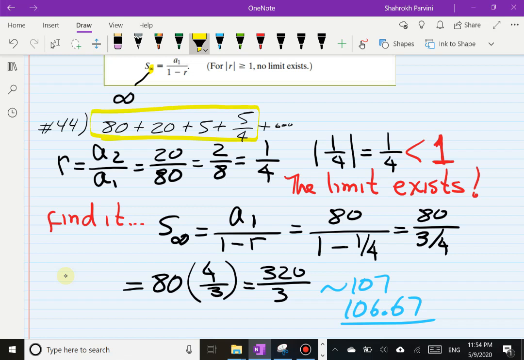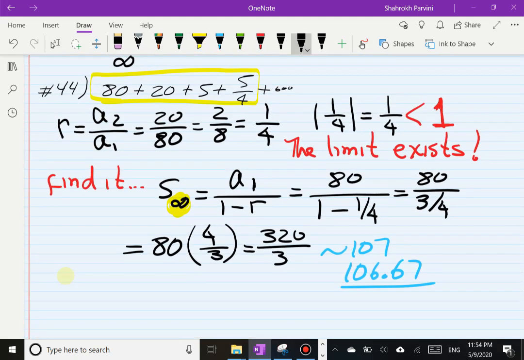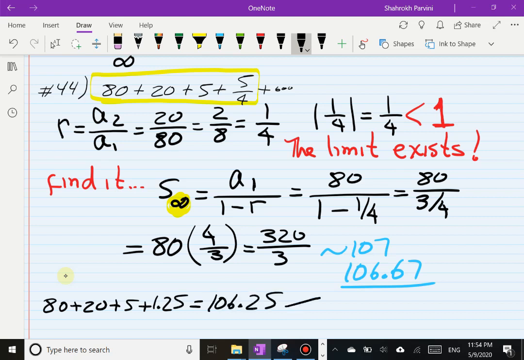Remember, this assumes n goes to infinity, right? We're looking at the sum to infinity. But look at this, only the first 4 terms. If I add just 4 terms in this series, that means 80 plus 20 plus 5 plus 5/4, isn't it? That's going to give me what, 106.5. Wow, check this out, folks. Only 4 terms account for almost that entire sum to infinity.